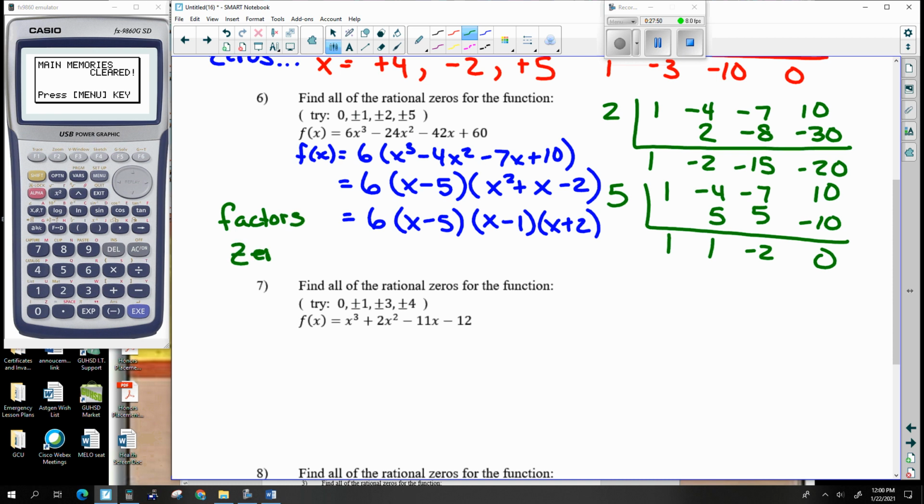The zeros are all the answers to the x's. If it doesn't have an x, it doesn't have an answer. All right, so x is equal to, there's an x, there's an x, and there's an x. Right, the 6 doesn't get any answers. There's no x's there. Right, so this would be +5, +1, and -2.